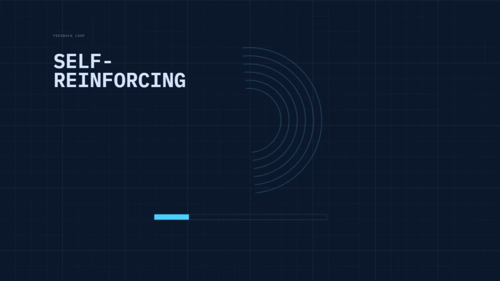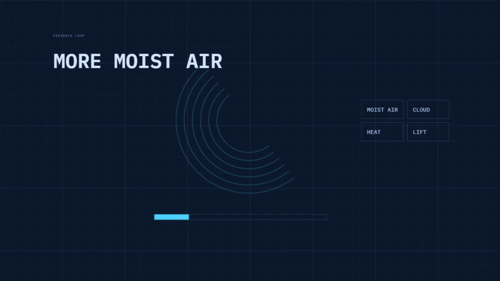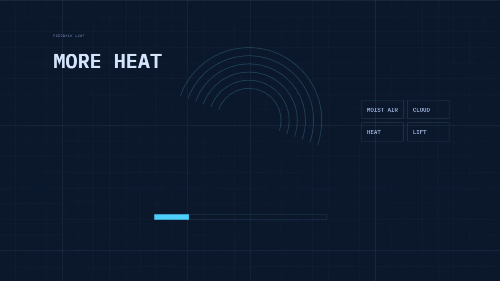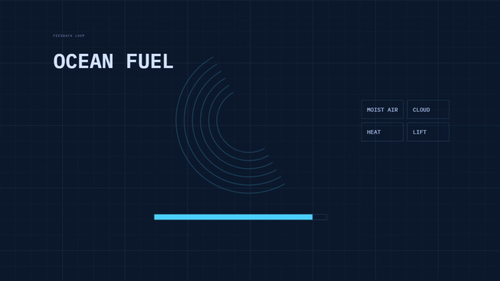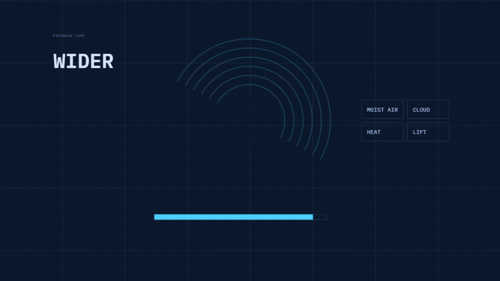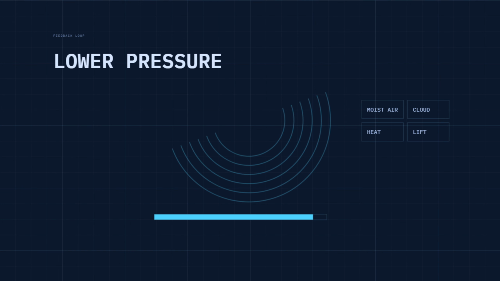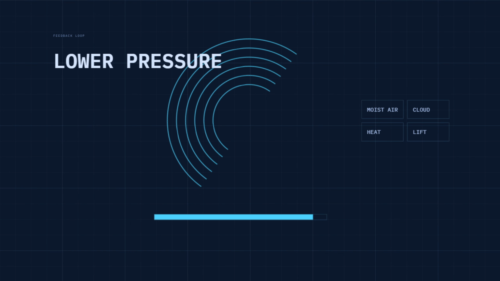Once the vortex gets going, it starts helping itself. More spin pulls in more moist air. More moist air builds more cloud. More cloud releases more heat. More heat makes the air rise harder. As long as the warm ocean keeps feeding it, the whole system grows. It gets wider, it gets faster, and the pressure in the center keeps dropping.